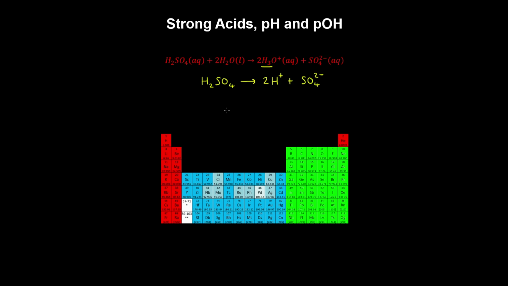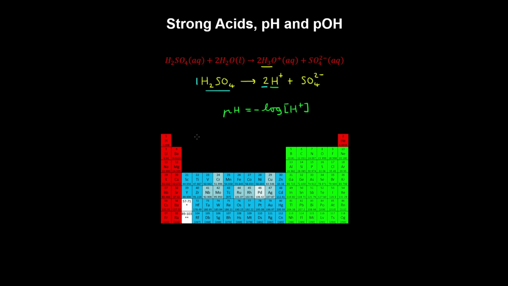So therefore, for example, if we're given the pH, then we can use that to calculate the concentration of hydronium ions in the solution. And then using the mole ratios, we can easily calculate the molar concentration of sulfuric acid.